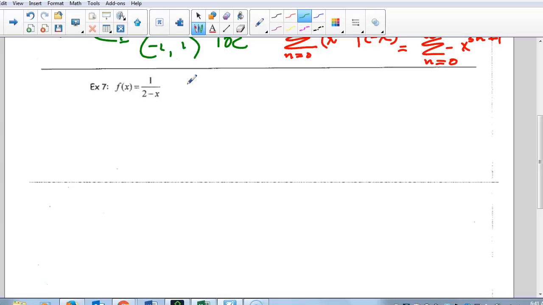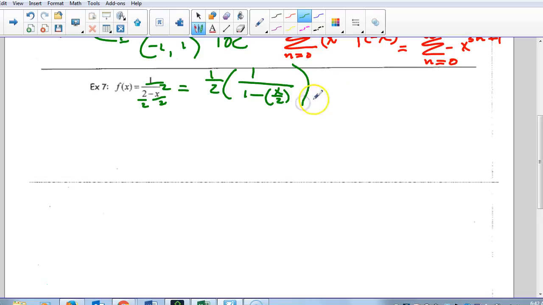All right, so hopefully you said, why don't I just factor it out? Let's just divide everybody by 2. That's going to give me 1/2. Now I've got the 1 that I want. So I've got 1 over 1 minus x over 2. Don't let that disturb you.